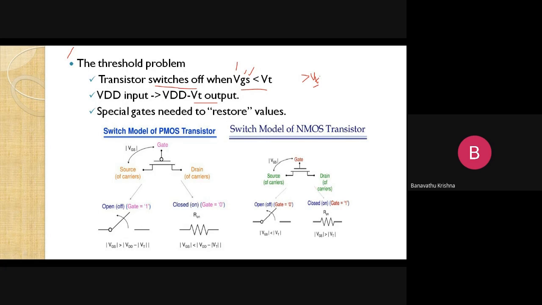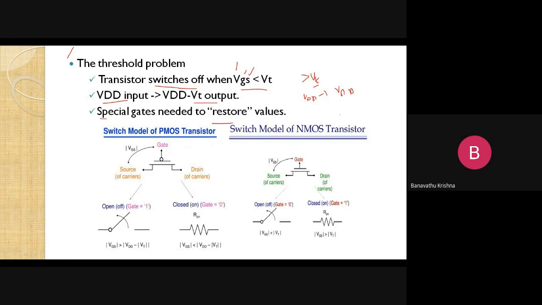So this much amount of voltage is degrading the output response, even though we are applying the input voltage as VDD, right? VDD is the input here, VDD minus VT is the output. So I want to restore the logic values here, right? Special gates are needed to restore the logic levels. Restoring logic levels means if I apply VDD as the input here, I want to get the same output response, VDD, at the output side.